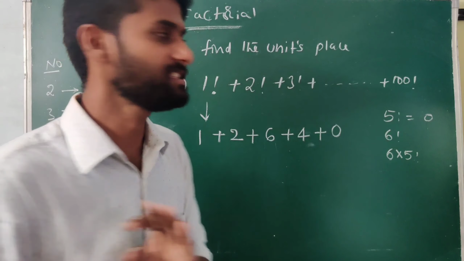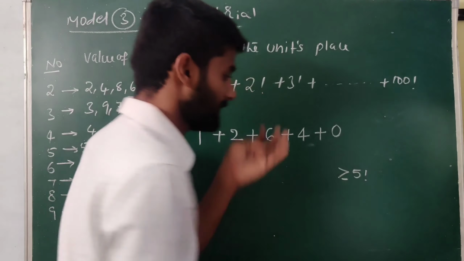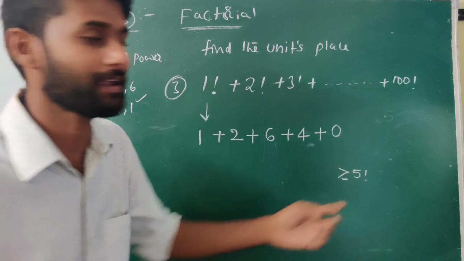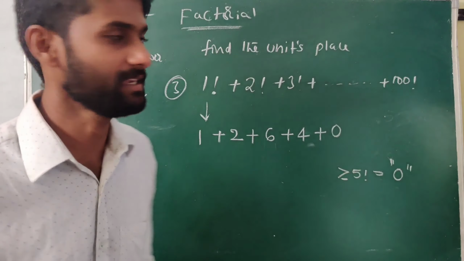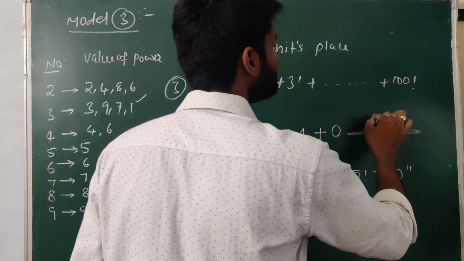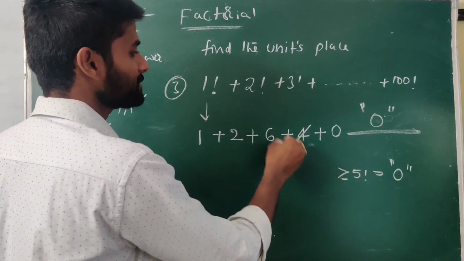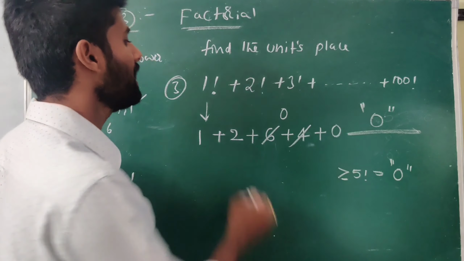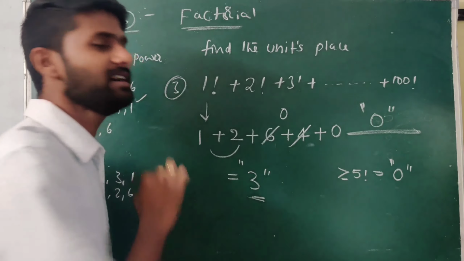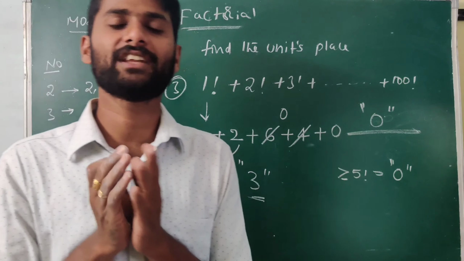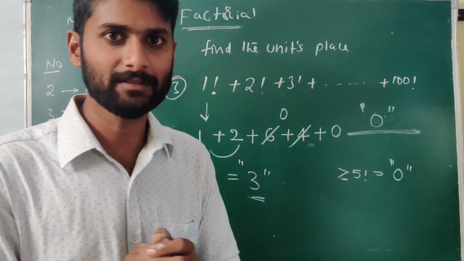It means if any number is given greater than or equal to 5 factorial, the units place is always 0 only. For the entire number, we get 0 till 100 factorial. Then if we add all these numbers, 6 plus 4 gives units place 0, and 2 plus 1, the units place is 3 only. This is the answer. These are the different questions we get for finding the units place value. Clear? So, thank you.